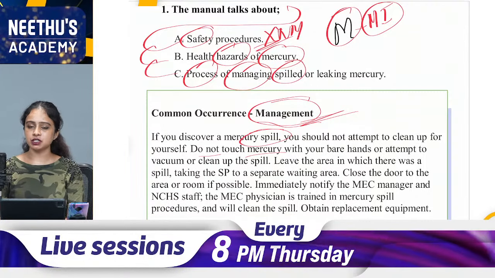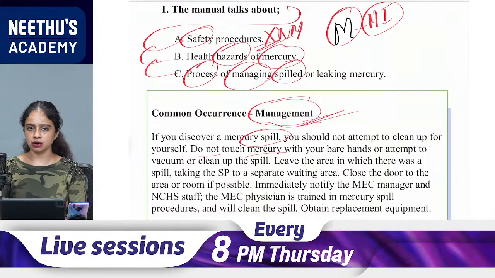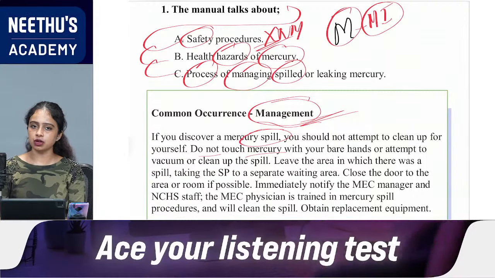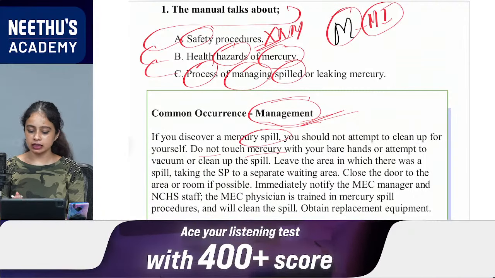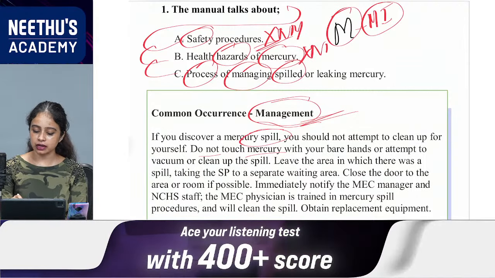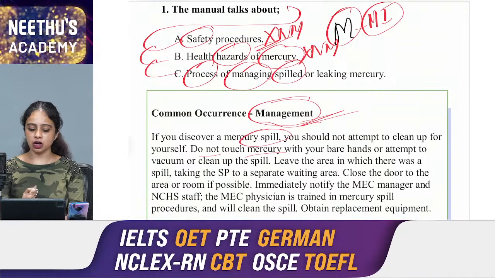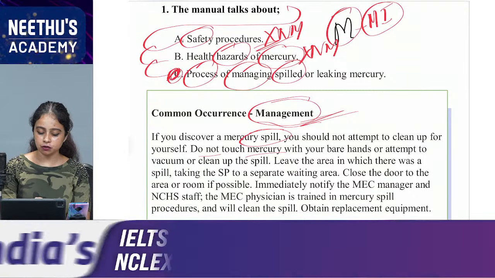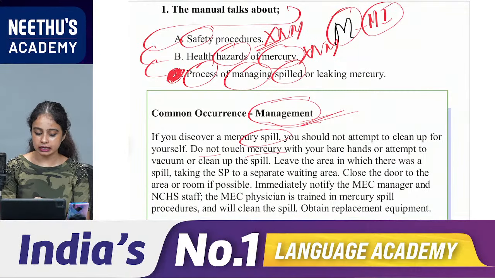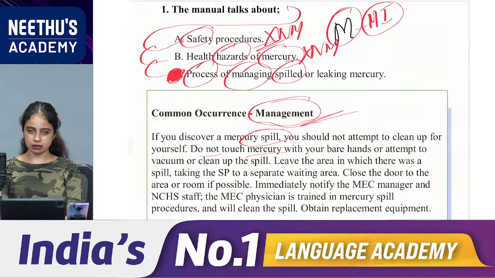And what about option B? Health hazards of mercury. So what are the health hazards of mercury? What are the dangers of mercury? Nothing is mentioned about the danger or the health hazards of mercury. It's all about option C, process of managing spilled or leaking mercury, and that is the correct answer.